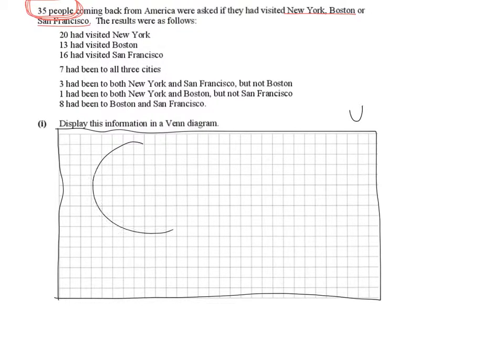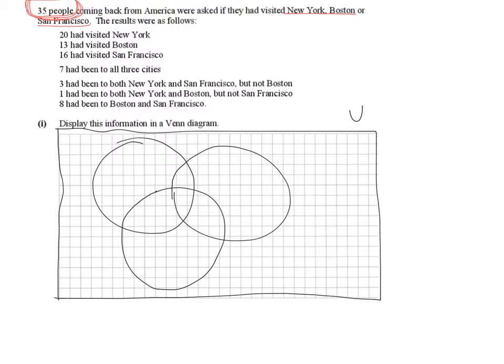And three overlapping circles, okay? So the first one is for New York, the next one for Boston, and the last one for San Francisco, okay?